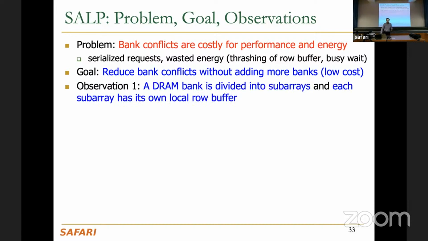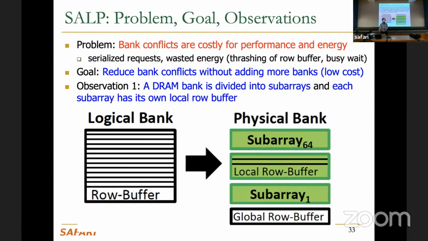And people have looked at that. The observation in this work is essentially what I said earlier, right? The DRAM bank is divided into subarrays, and each subarray has its own local row buffer. And can we take advantage of it somehow? So this is what it looks like. Logically, this is the abstraction.